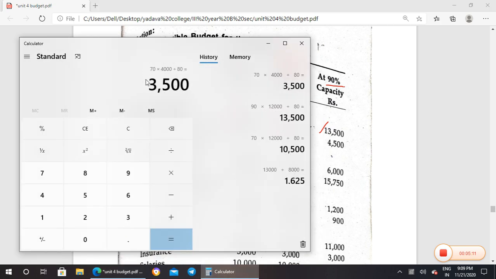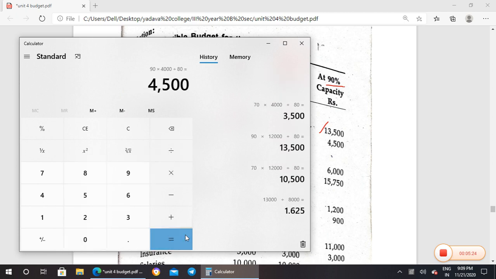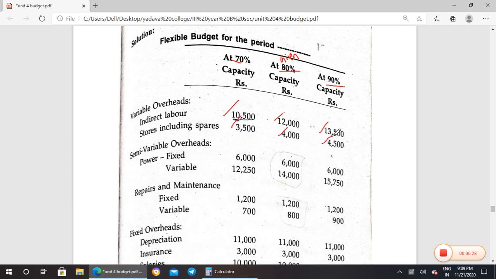The same procedure for 90%. Again, I'll do it. That is 90 we have to find. Given is 4,000, given percentage is 80. We'll get 4,500. So we have to find like this for each and everything.